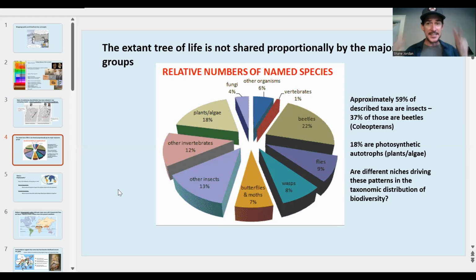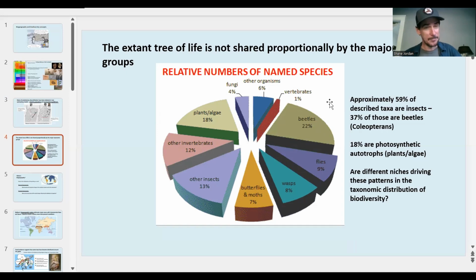And as it turns out, we can look at this pie chart here. Something close to 60% of the extant or currently living taxa, species, if you want to call them that, are insects. So we have beetles and flies and wasps, butterflies, moths, a whole bunch of other insects that are all grouped together, making up more than half of the total biodiversity of our planet. That's pretty incredible. And among this particular chunk of the pie, we see that 37% of insects are beetles. 22% of the total biodiversity of our planet is made up of beetles.